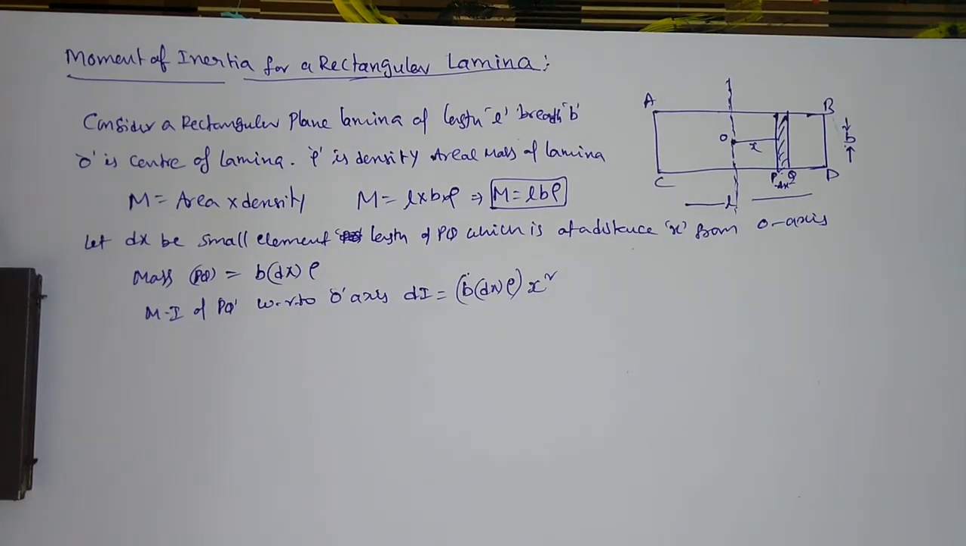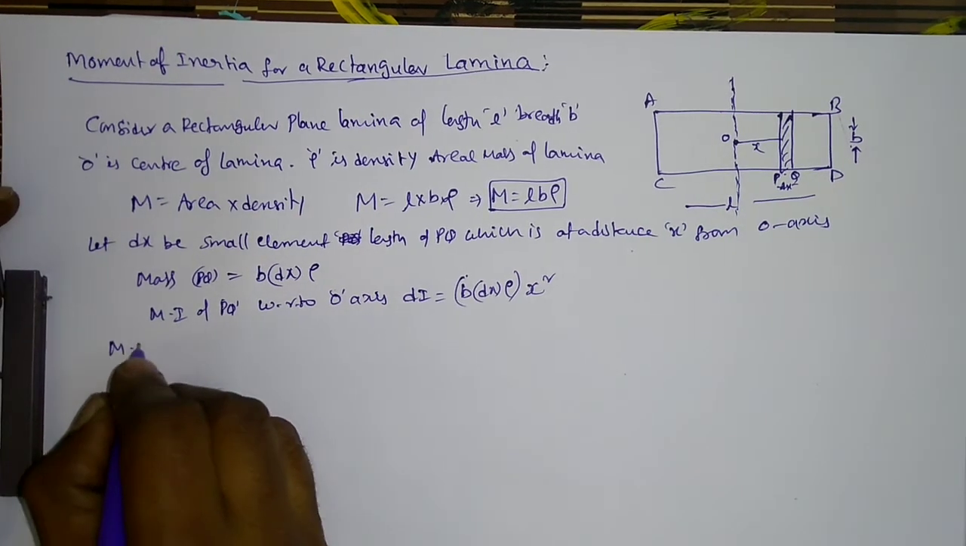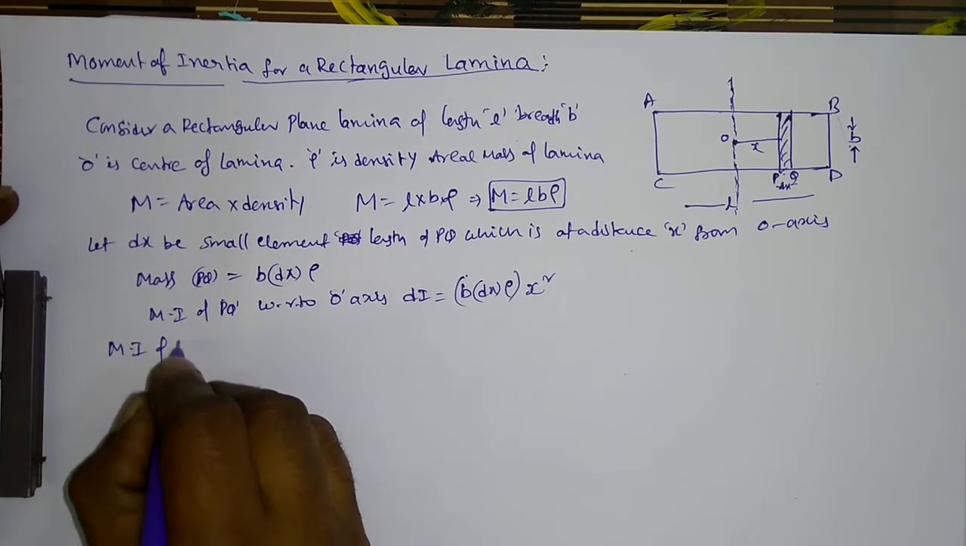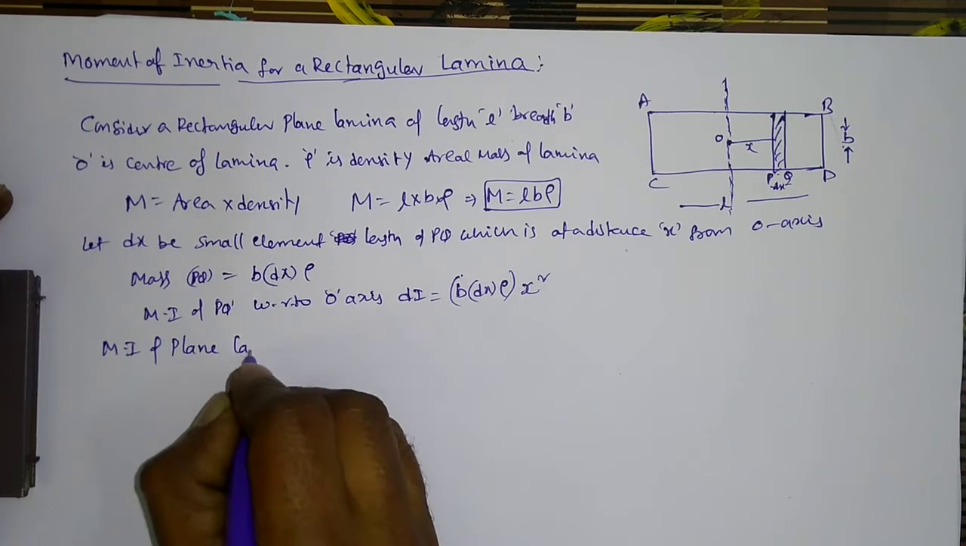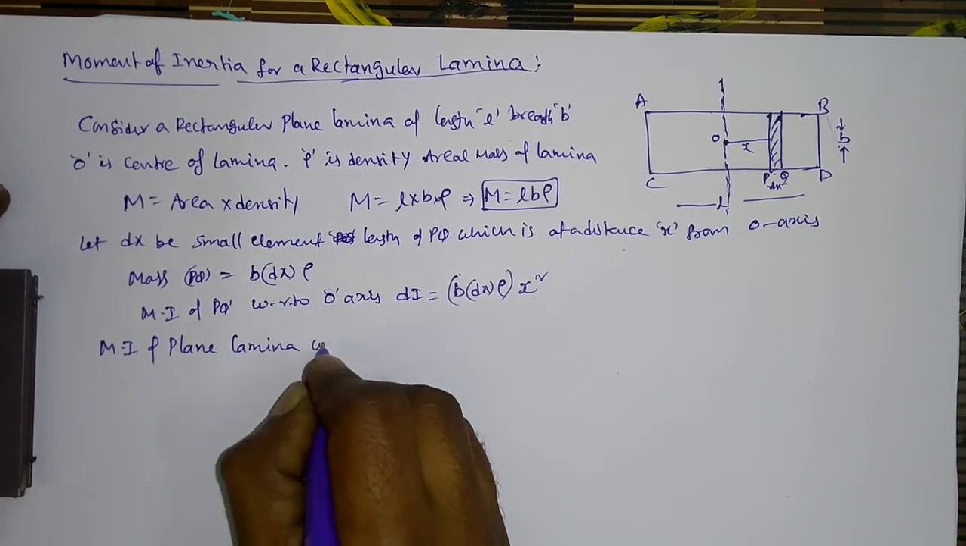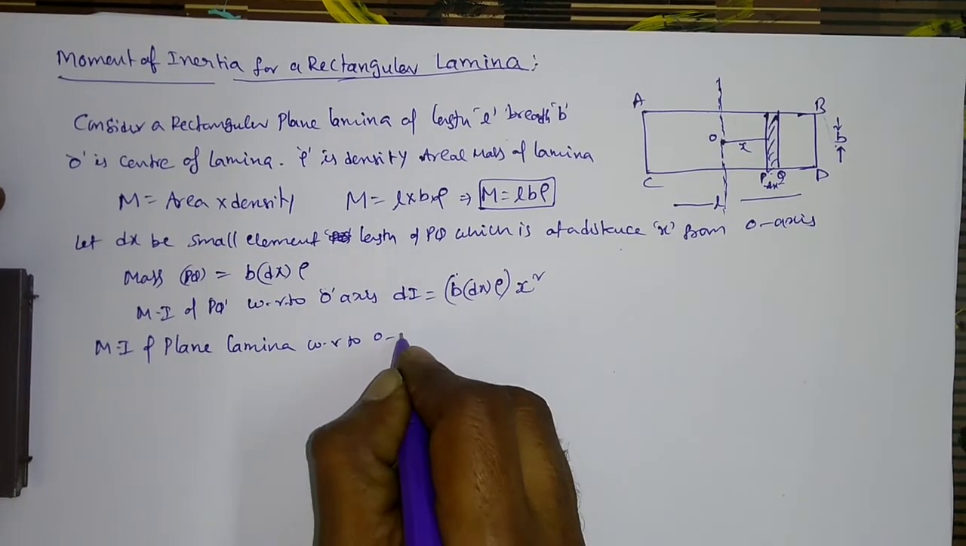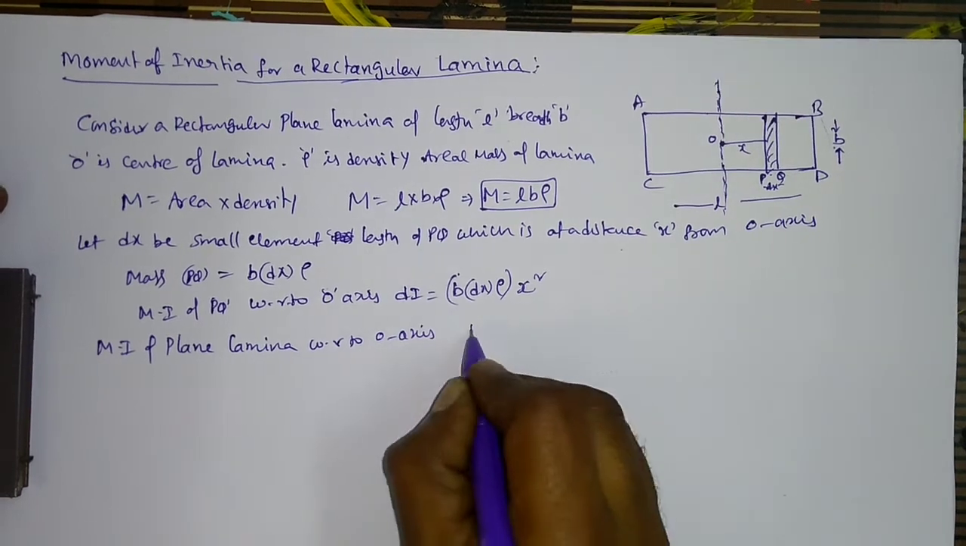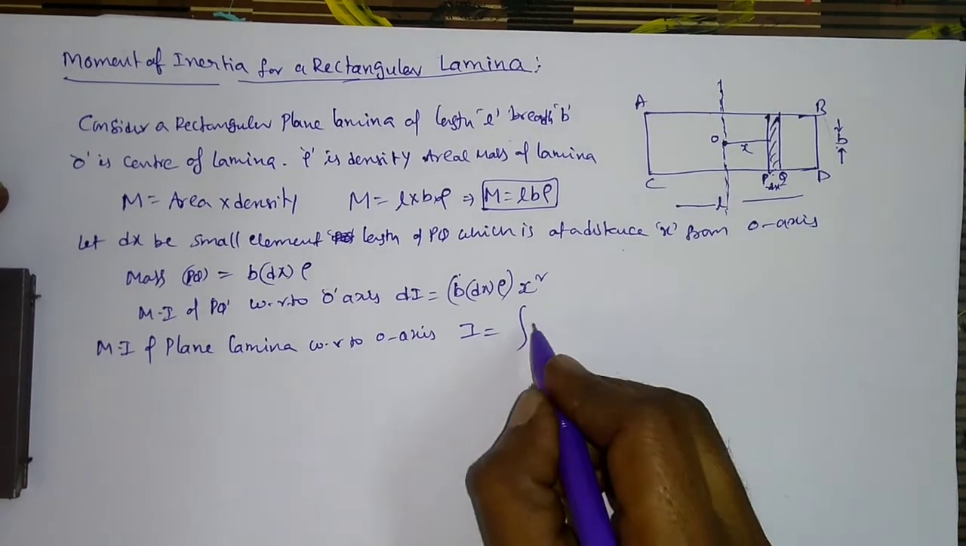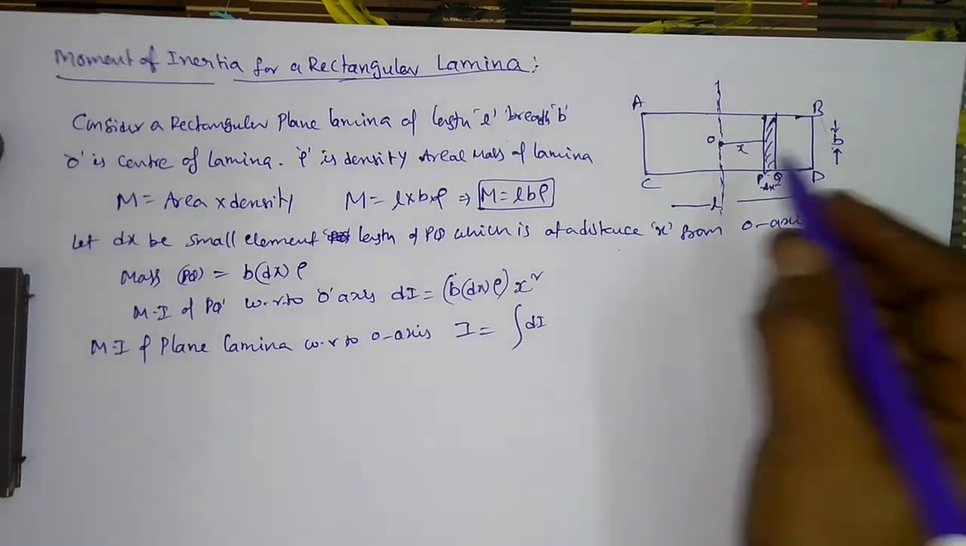Now I would like to determine the moment of inertia for the total plane lamina. So the moment of inertia of the plane lamina with respect to the O axis is I equal to the integration of dI, as usual. Here the limits can be considered.